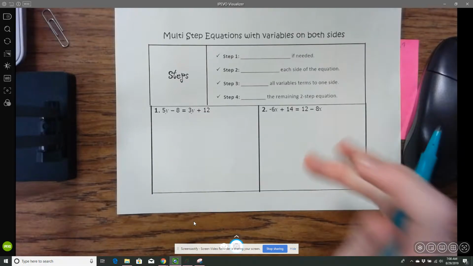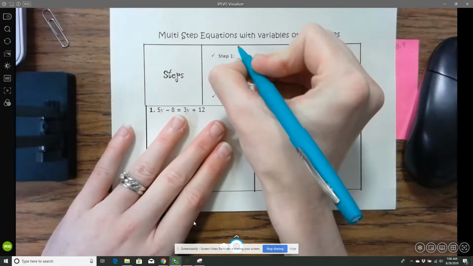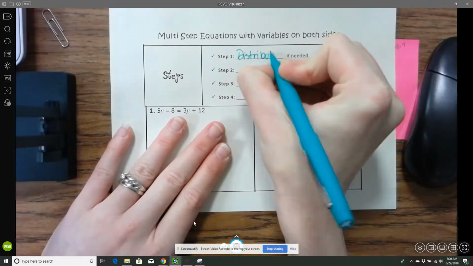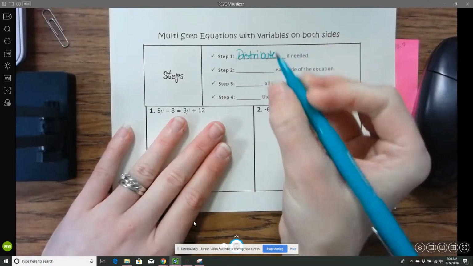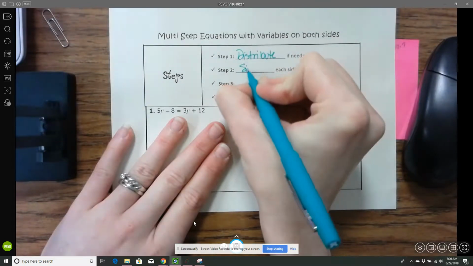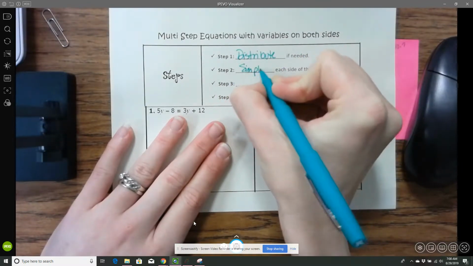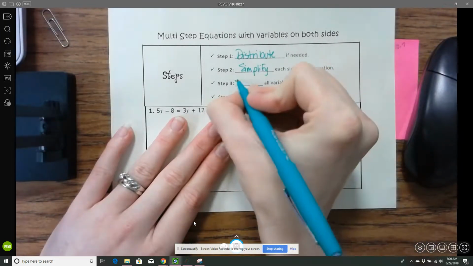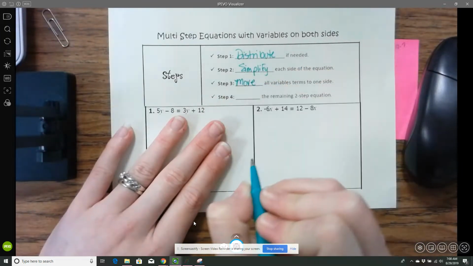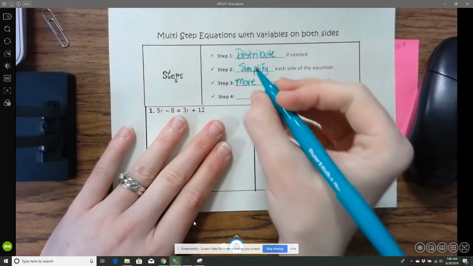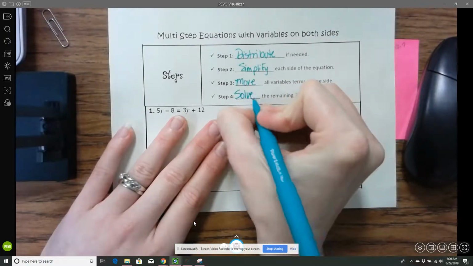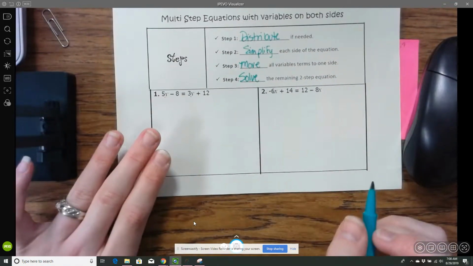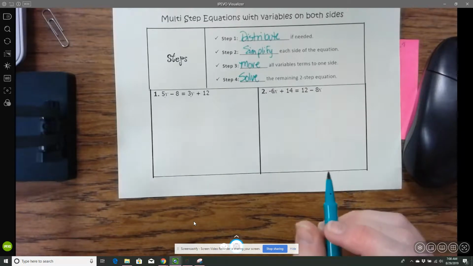So those same steps are listed here. Step one, again, is to distribute if needed. And then step two is simplify, which is your combining of like terms on each side of the equation. Then step three is move all your variables or terms to one side, and then solve the remaining two-step equation. So the first one we have here is 5y minus 8 equals 3y plus 12.